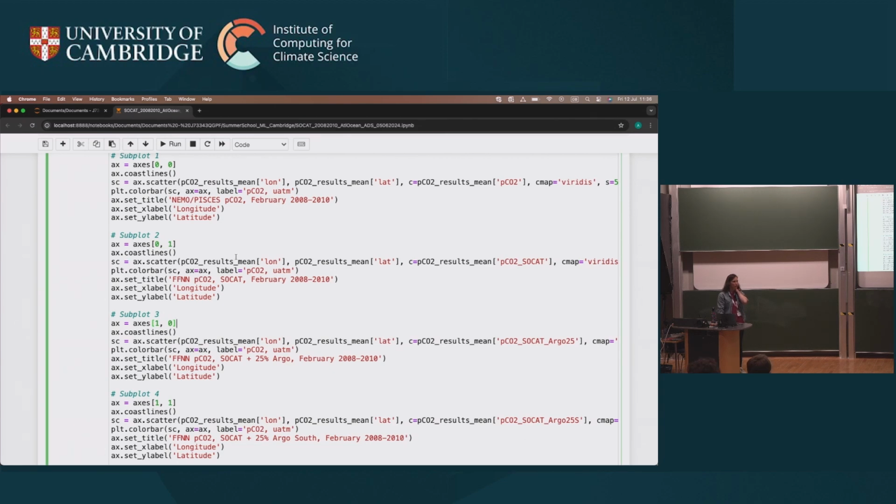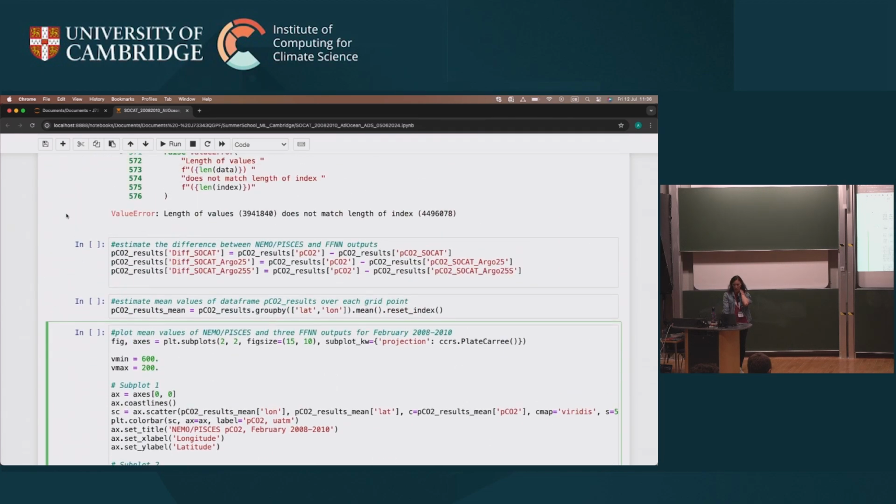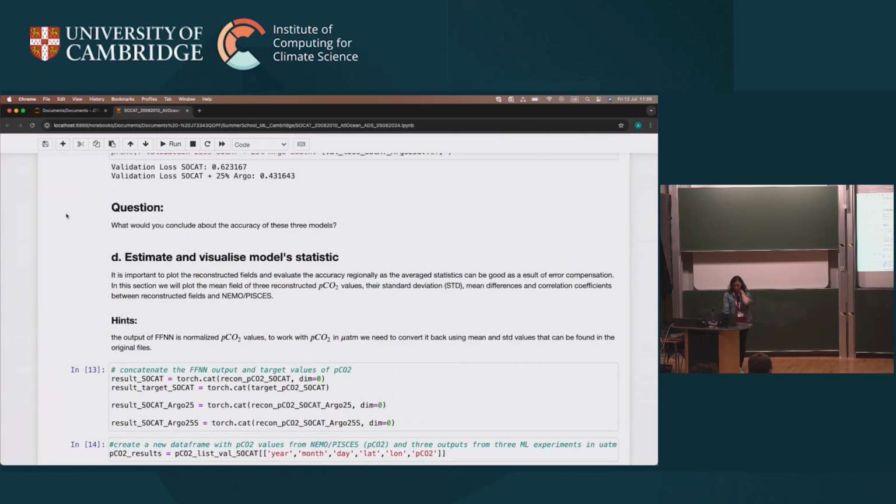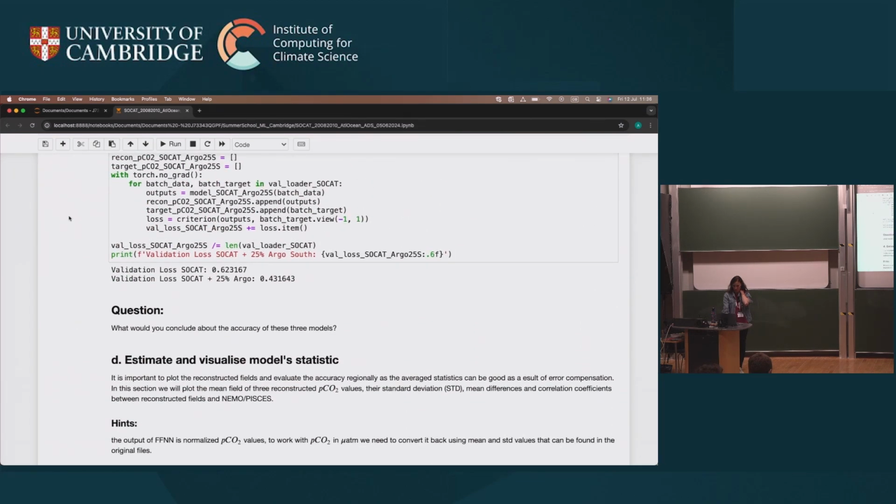Can you see, do you have your figures? Yep. Now you can compare with the first one. What would you say? No, this is just a mean, it's not the difference. It's pCO2 averaged over February from 2008 to 2011. The first one is what we call the truth. It's the model data that we compare. I cannot see it yet, hopefully soon.